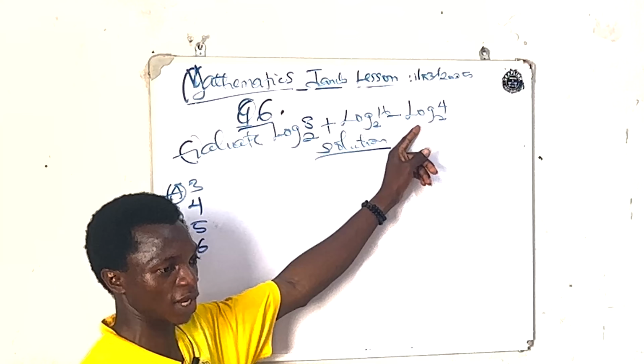Hope that is clear. Solve for x in the equation 8x raised to minus 2 is equal to 2 over 25. How do we find the value of x in this equation? To find the value of x, we must remember the laws of indices.